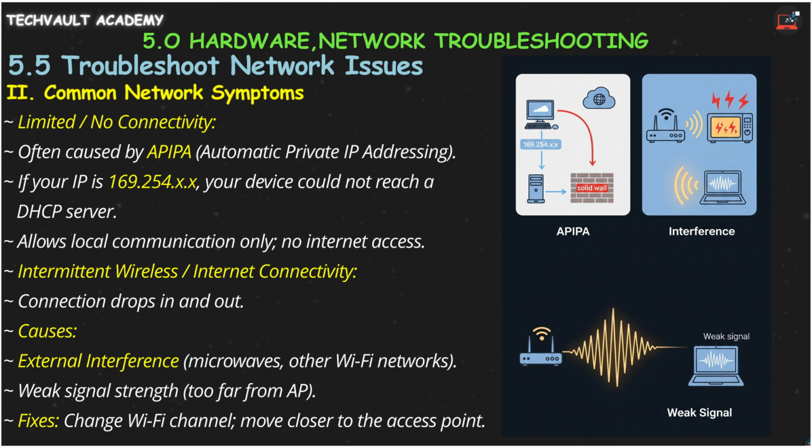If you have intermittent wireless or internet connectivity, your connection keeps dropping. This is often caused by external interference from things like microwaves or other Wi-Fi networks, or you could simply be too far from your access point. Try changing the Wi-Fi channel on your router or moving closer to it.